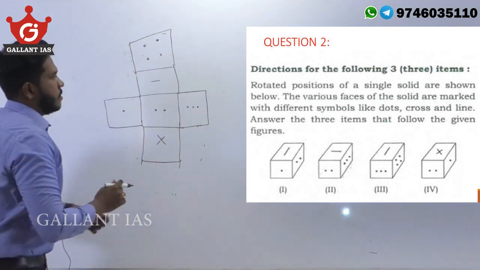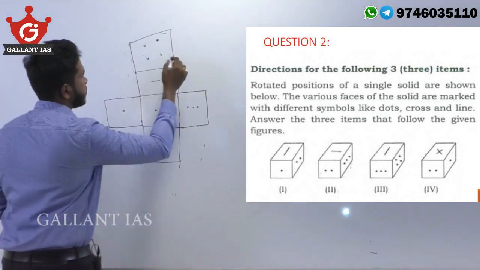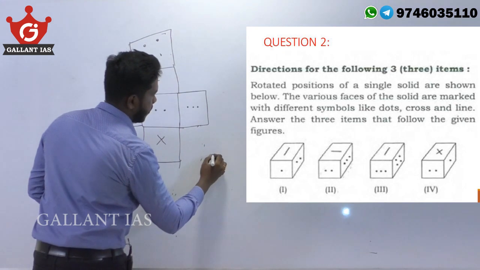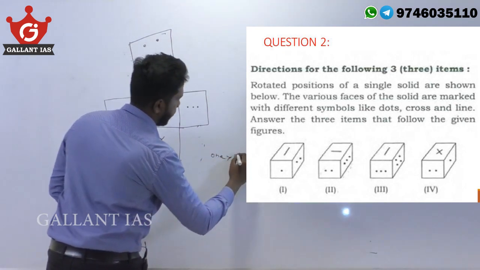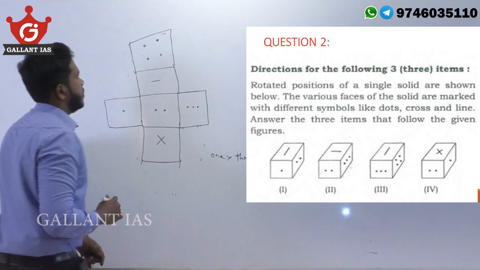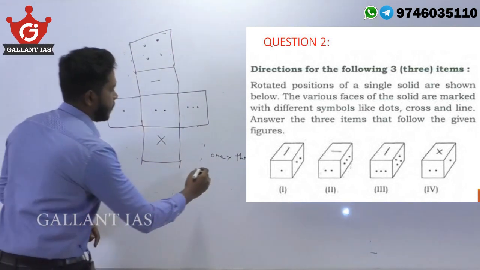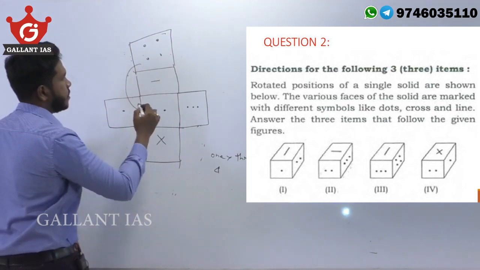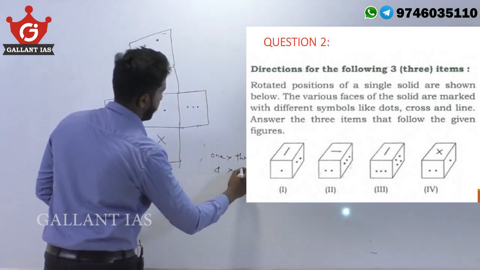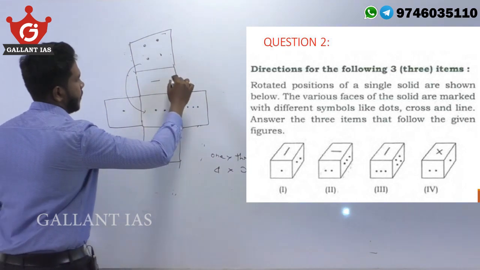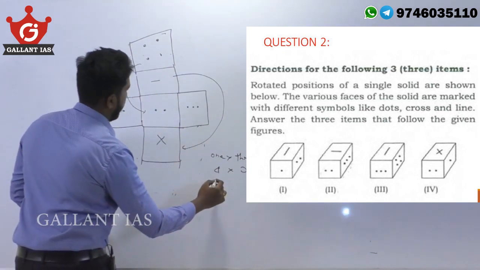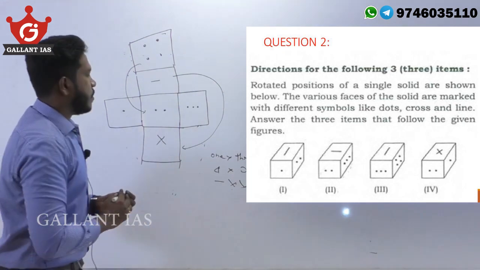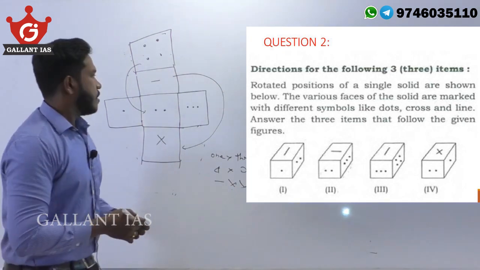From this figure, we found that the extended faces are opposite to each other. So the face containing value 1 will be opposite to the face containing value 3, right? And we know that alternative faces are opposite to each other, so the face containing value 4 is opposite to the face containing value 2, and the face containing value line is opposite to the face containing value cross, because they are alternative to each other. So we got all three pairs of opposite faces.